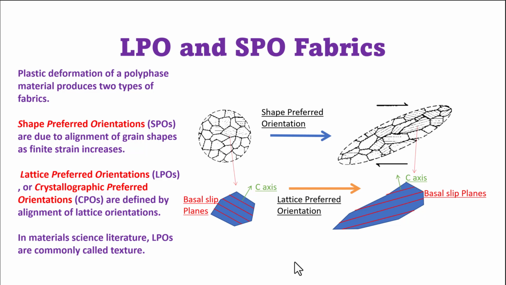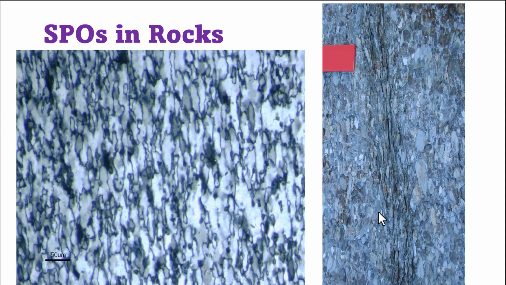Another type of fabric is called lattice preferred orientations, LPOs, or sometimes crystallographic preferred orientations, CPOs. They are defined by alignment of lattice orientations. In the materials science literature, LPOs are commonly called texture. SPOs are directly observable in outcrops, on hand samples, or in thin sections, depending on their size.